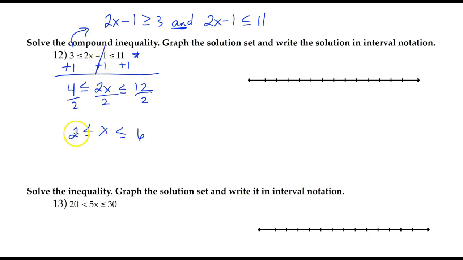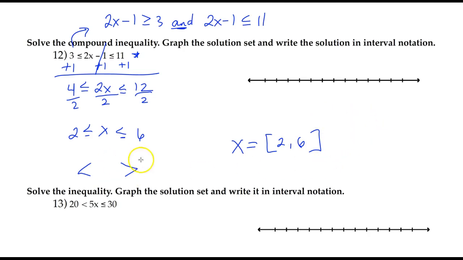Basically, x has to be in between 2 and 6, including 2 and 6. If we write this answer in interval notation, it will look like this. And so the basic idea here is that whenever we have the less than or equal to or greater than or equal to signs, we use brackets in that place. Whenever we have, let's say, just less than or greater than, then we use parentheses.